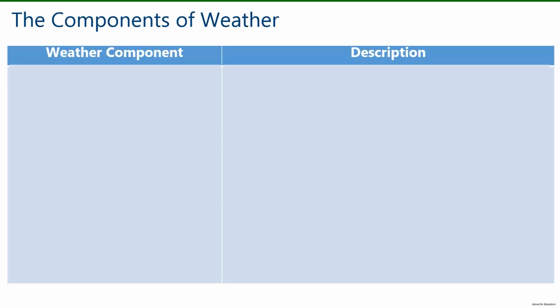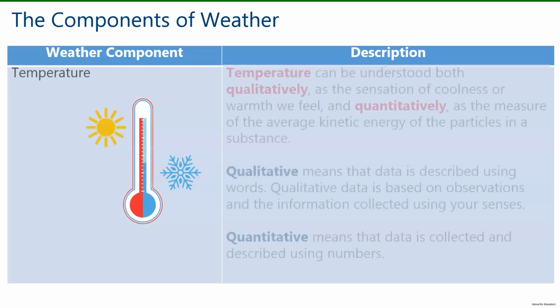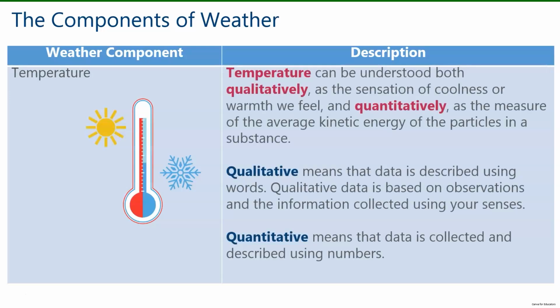Now let's have a look at the components of weather. The first weather component we'll look at is temperature. Temperature can be understood both qualitatively, as a sensation of coolness or warmth we feel, and quantitatively, as a measure of the average kinetic energy of the particles in a substance.